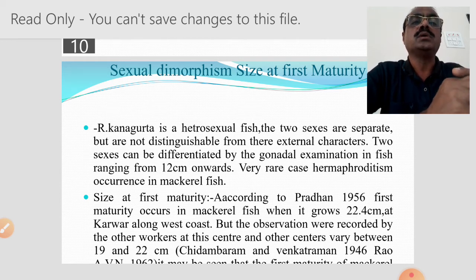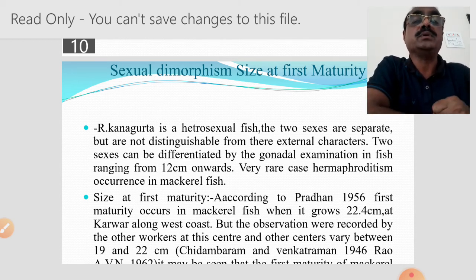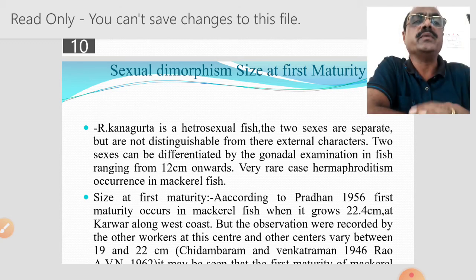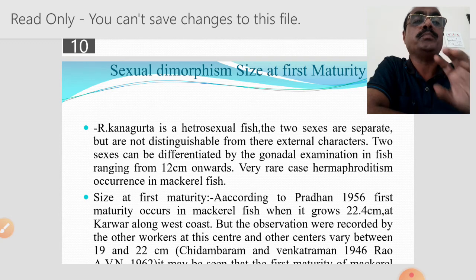Now come to maturity. When the fish attains maturity, different workers have worked on these aspects. Size at first maturity: what is the maturity size of the mackerel fish? When the fish becomes mature, what is the size at first maturity? Different workers have worked on this. Among them, Pradhan, Sheikh, Chidambaram, Venkataraman, Shah, and many other workers have worked on these aspects. But I have taken only a few works of the scientists, particularly Pradhan in 1956.